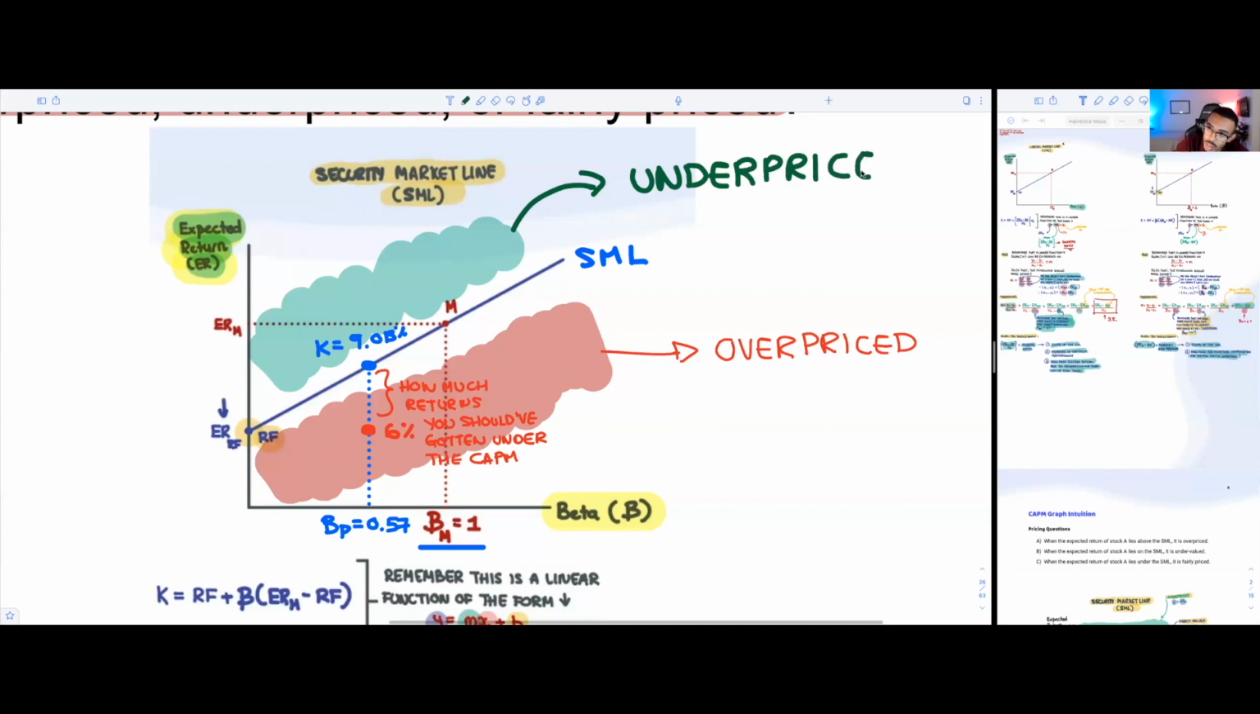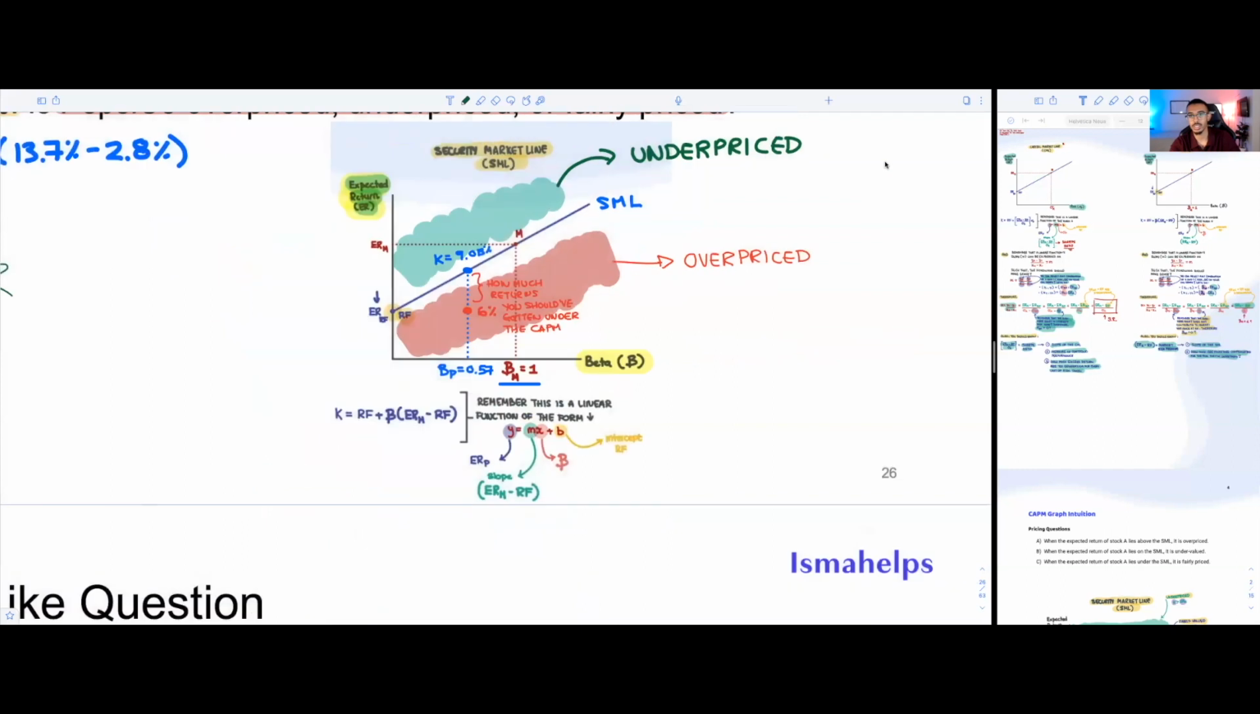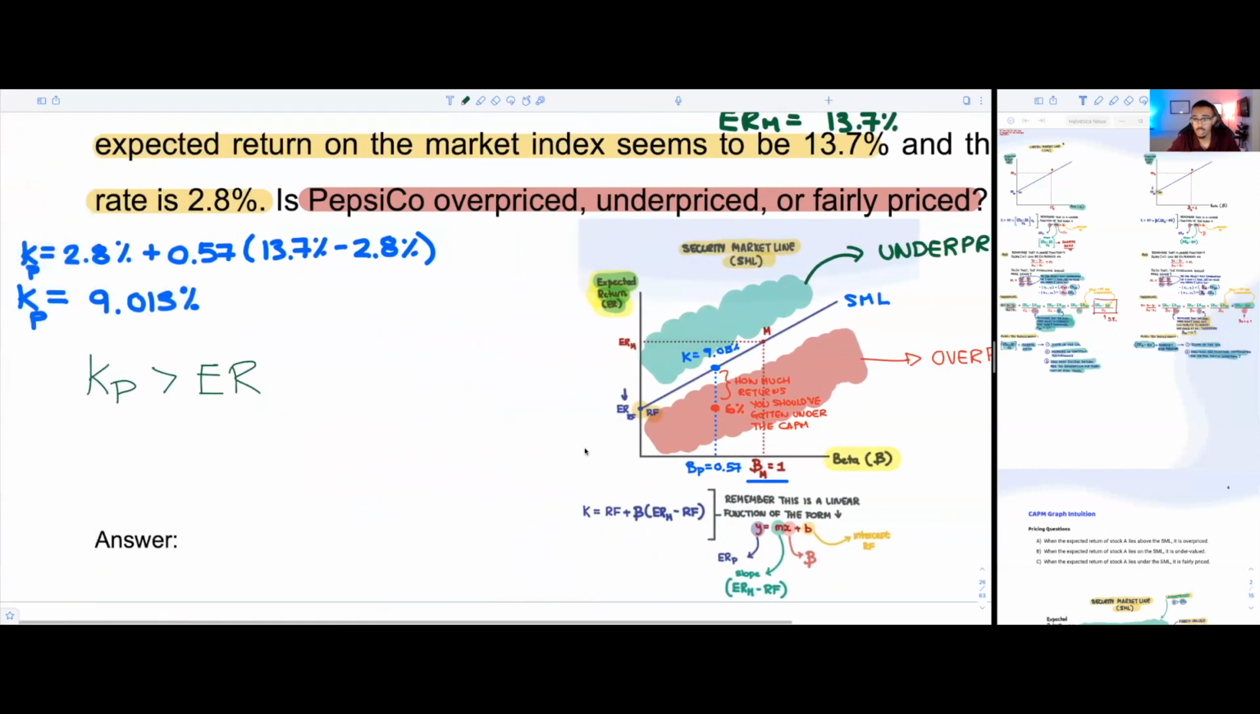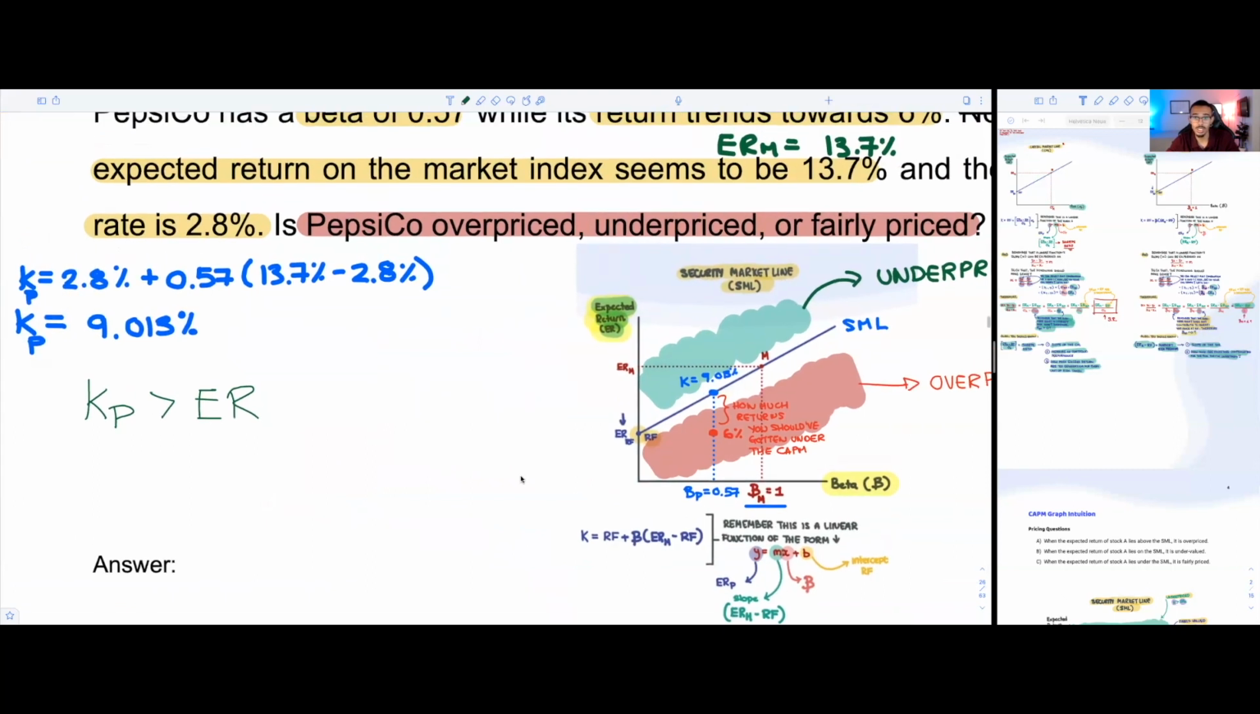So what is this telling us right now, in terms of our answer? Well, in this case, we know that our expected return lies below the SML. It's a point that is smaller than our required rate of return. Think about it: 9.013%, smaller than 6%. For that reason, PepsiCo is overpriced right now. We're not getting enough return for the level of risk. We're making less returns than what the SML is telling us that we should be making. That's not good. So it's overpriced.